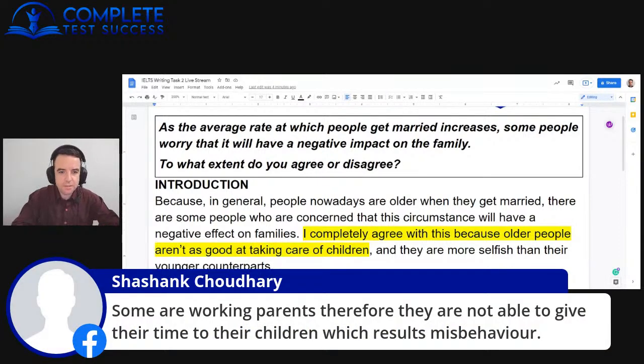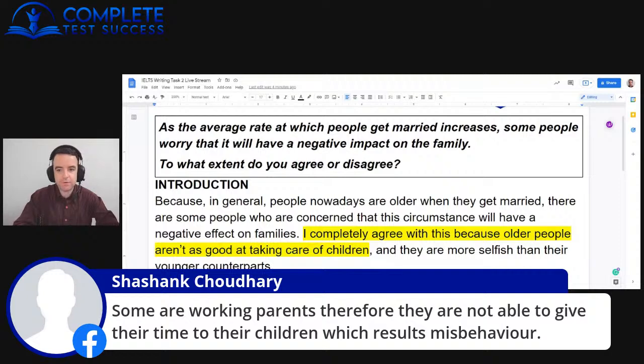Okay, Shashank: "Some are working parents, therefore they are not able to give their time to their children, which results in misbehavior." That makes sense. In our topic sentence, you have to repeat the main idea and then explain it. So you would say they're not as good at taking care of their children because they're too busy at work. Yeah, that would make sense.